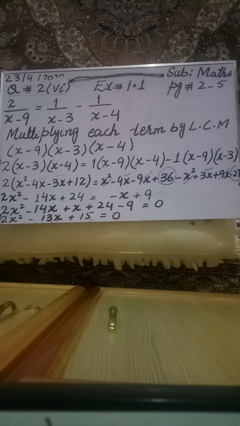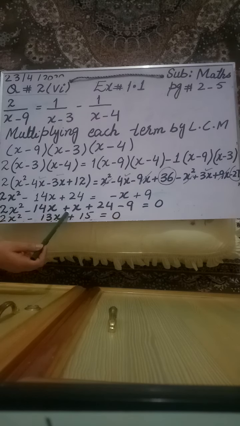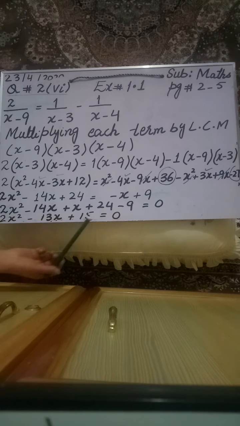So in standard form, you know that the quadratic term is written first, then we have the linear term, then we have the constant term. So here it is written 2x squared, 14x plus x, and here is a minus sign, so it will be 13x. 24 minus 9, we will be having 15. So this is the standard form of the quadratic equation.